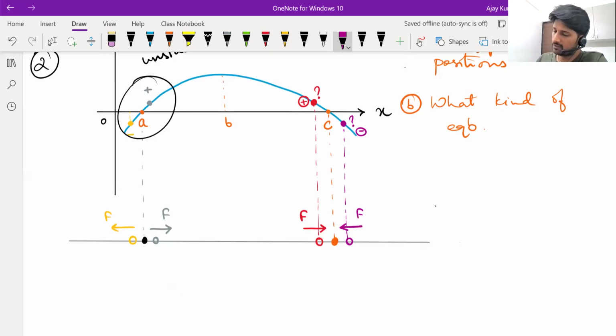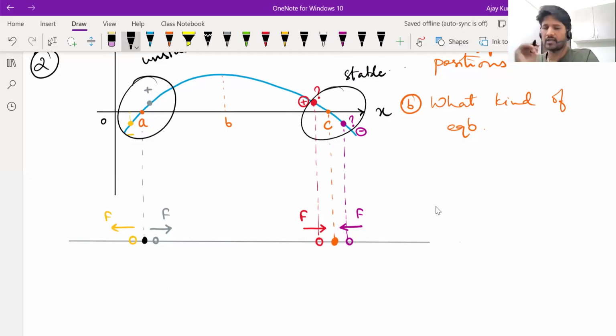Therefore, what kind of equilibrium exists at this position? It is stable equilibrium. Even if you leave the object at the next point, it will come back to this point. It has a tendency to come back to this point. So it corresponds to stable equilibrium. Is this clear to all of you? If you have any doubts, you can ask.